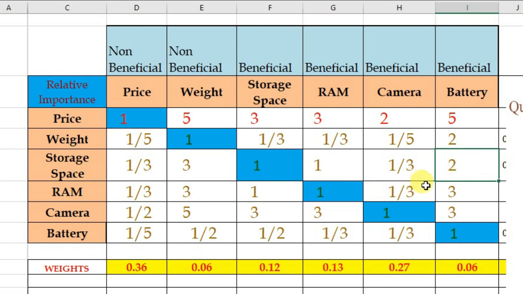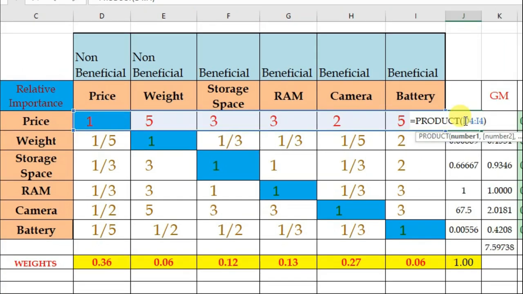So when 2 is given when storage space is compared with battery, then 1 by 2 must be given when battery is compared to storage space. So we can see here that when battery is compared to storage space, the value given here is 1 by 2. So like this, once we decide all these values of the relative importance matrix, let us move ahead to the next step.